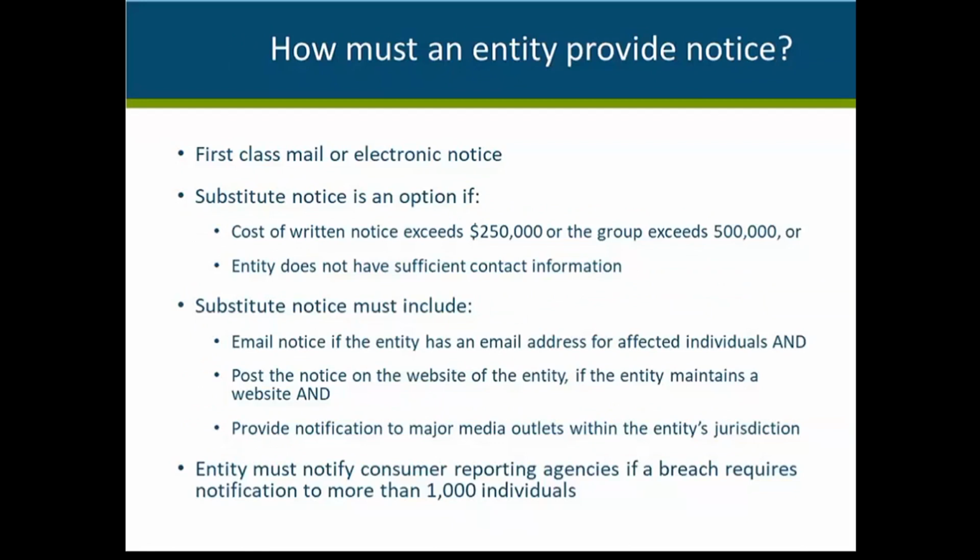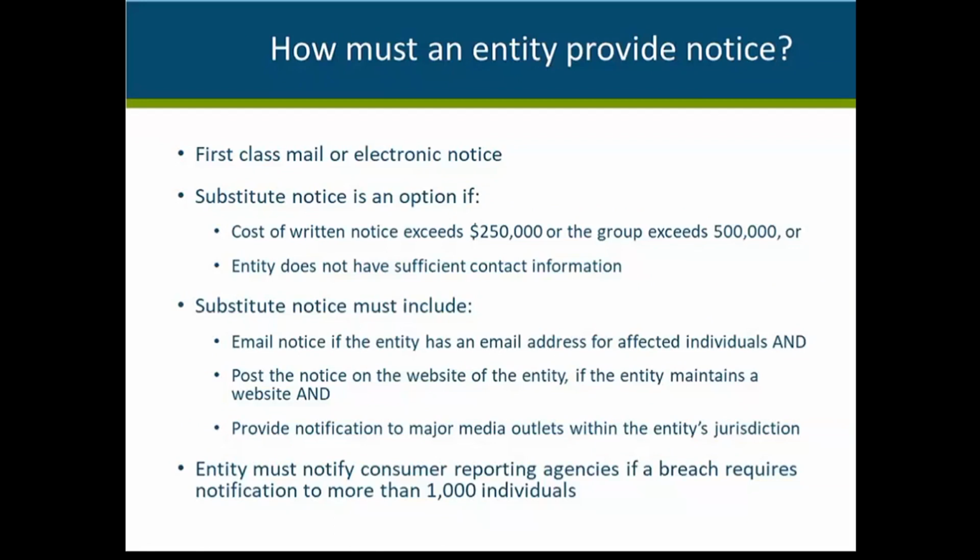So how must the entity provide notice or send notice to the affected individuals? First class mail will always work, or electronic notice, provided it's consistent with the provisions regarding electronic records and signatures as set forth in United States Code Title 15, Section 7001. I know that's a long cite. That provision is cited in 13.055. It's referenced there for the electronic notice.